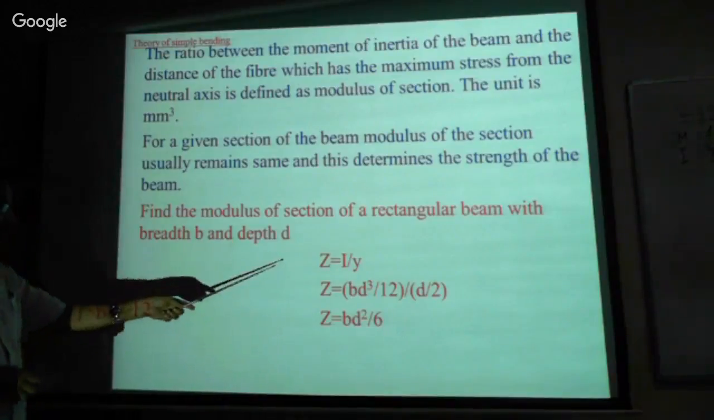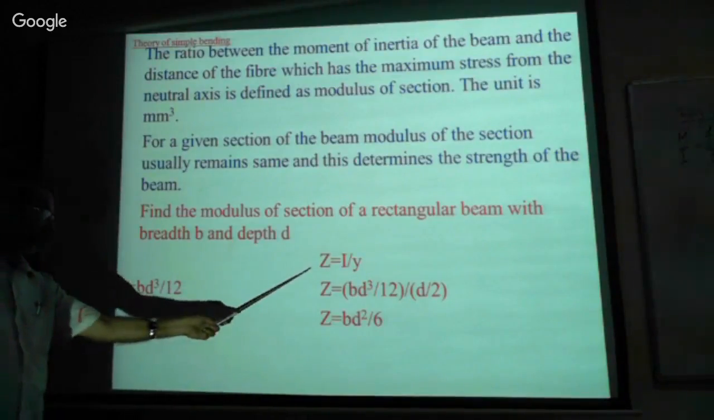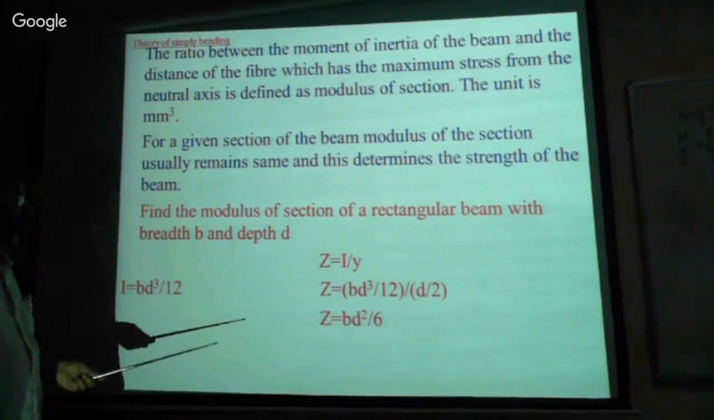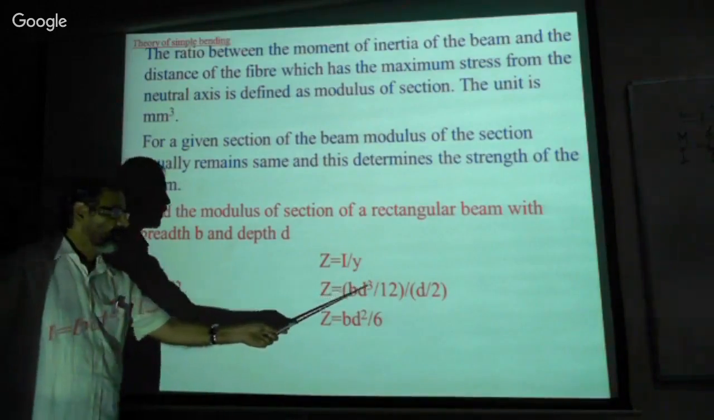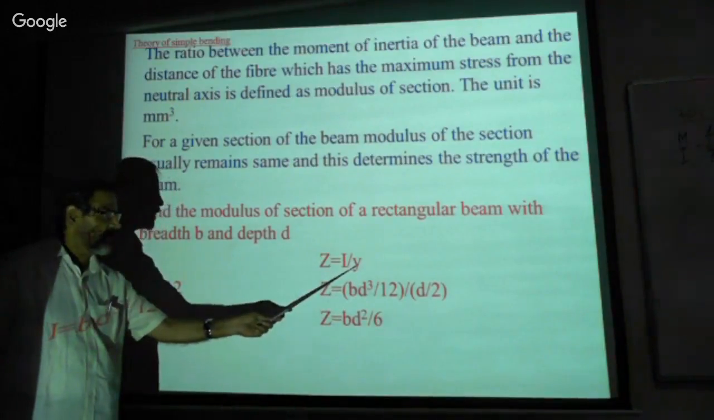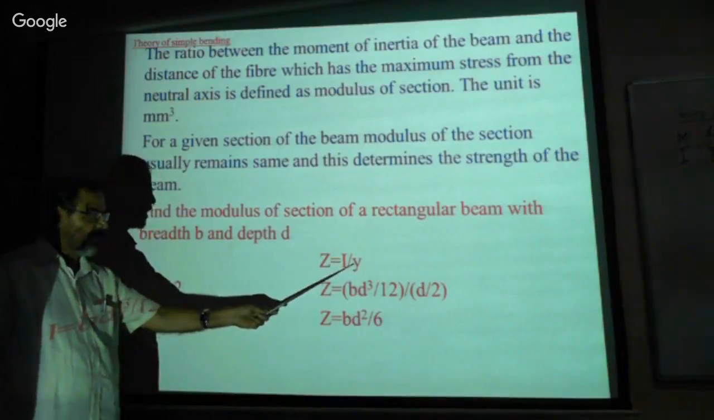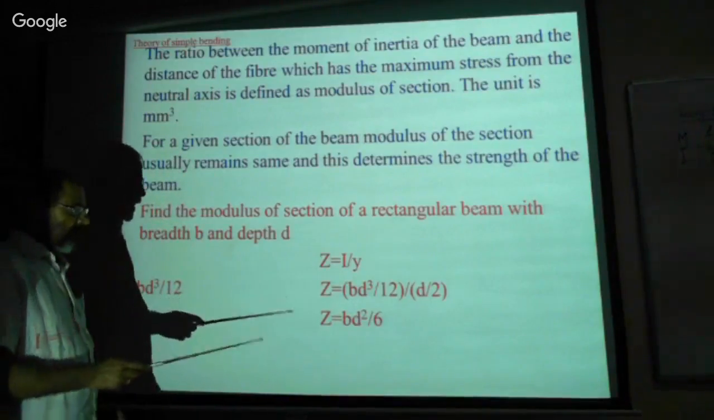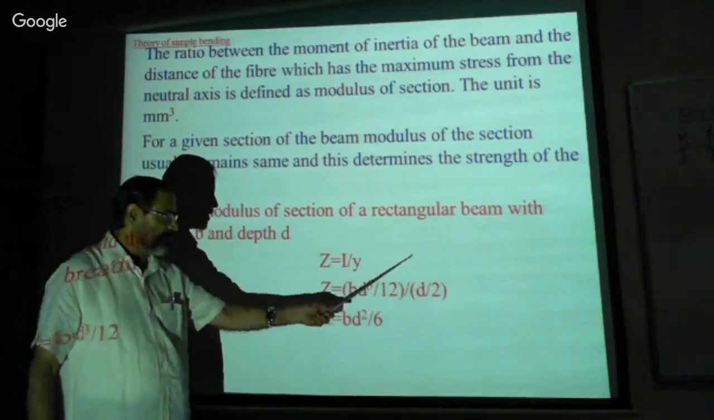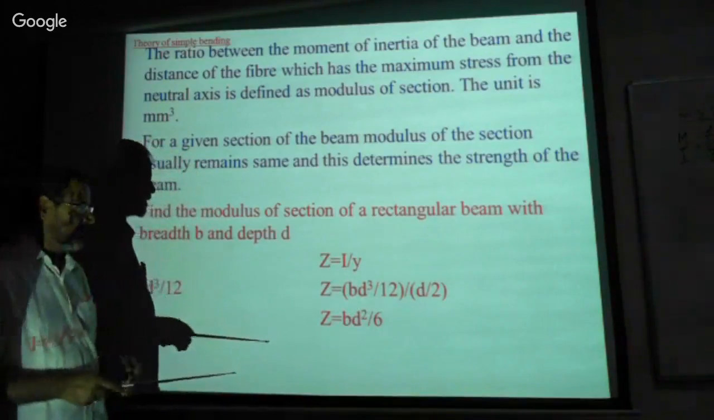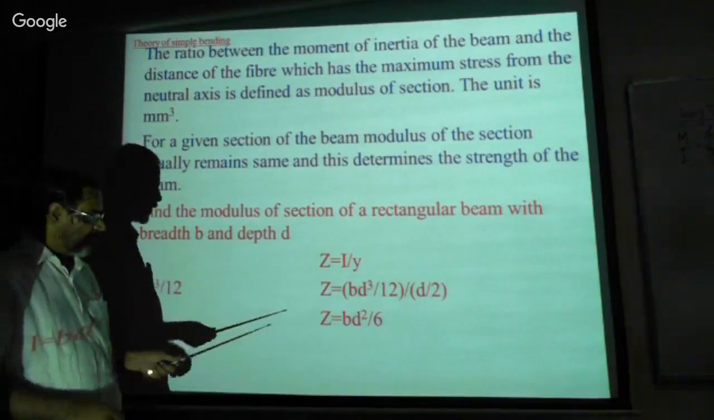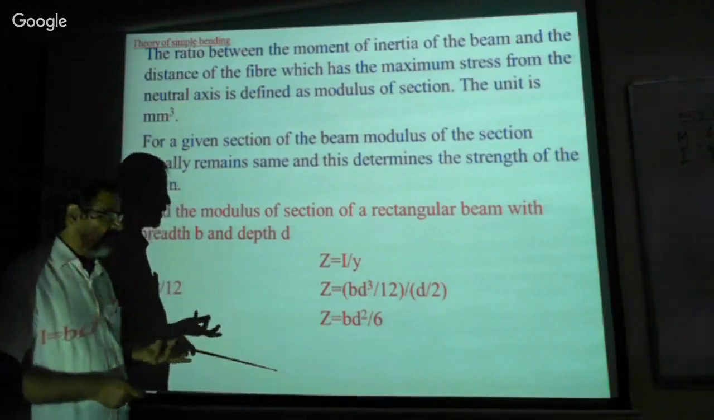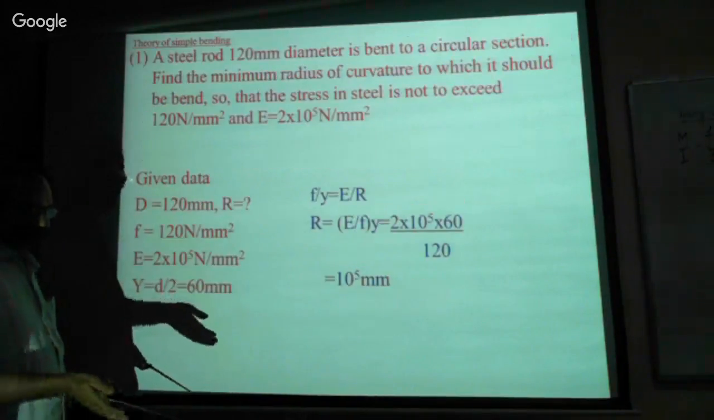When you need to calculate it, the section modulus is equal to I by Y, where I is the moment of inertia. For a rectangular section it is equal to BD cubed by 12, we know that. And Y is the distance from the neutral axis. Normally we consider it as D by 2, half the depth D, which is the maximum, that is the farthest layer, the topmost or the bottommost layer. So that becomes BD squared by 6. For the other sections also, we discussed in the previous class. Please kindly refer to those slides.